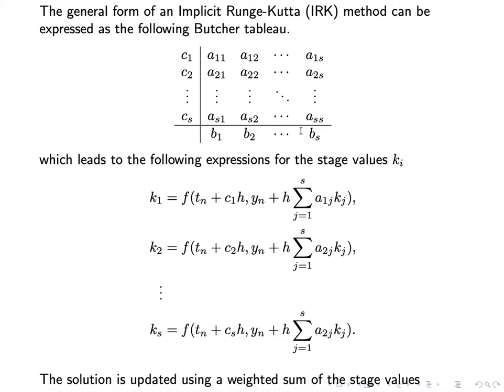So if we concentrate on the expression for the stage values Ki, so K1, K2 up to Ks, these are all dependent upon our ODE function. Remember, our ODE function is f of t, y, and instead of t we have tn plus some number ci times h, and instead of y we have yn, which is our current solution, plus a weighted sum of the other stage values. So notice here these will be implicit expressions. For example, K1 is on the left here, and K1 will also appear on the right.